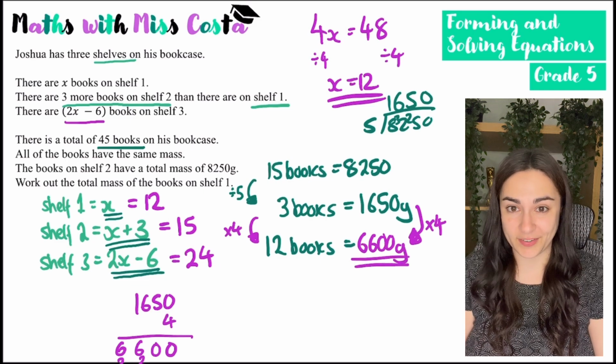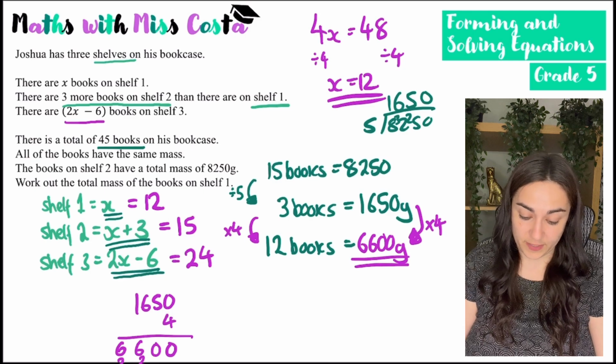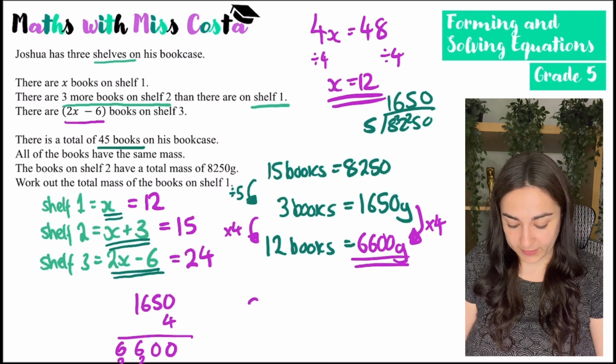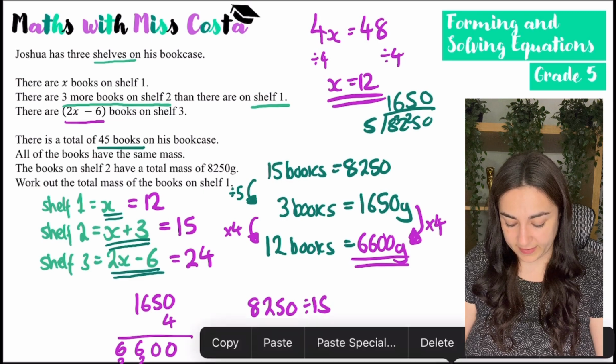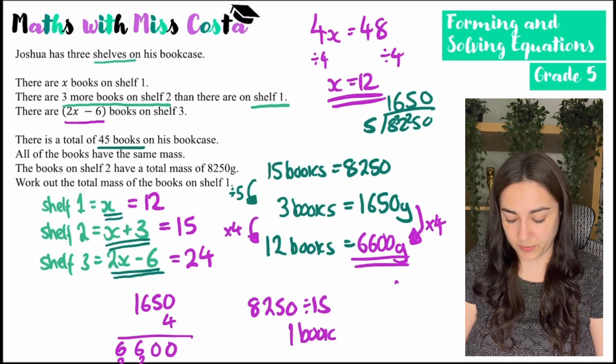So form and solve your equations and then use the information to figure it out. Again, you could have done this a lot simpler if it was a calculator paper. You could have divided it by 15 to find out what the mass of one book was, and then times by 12.